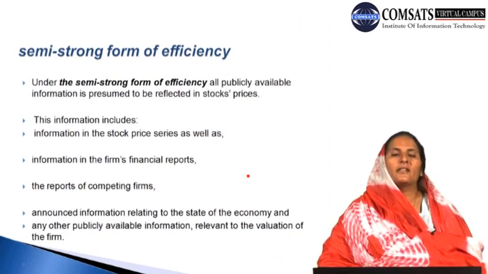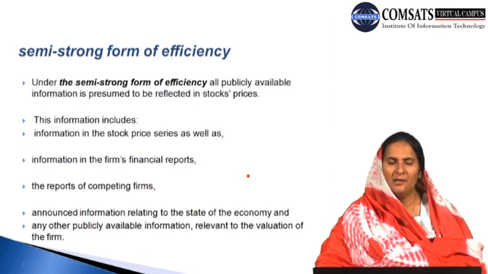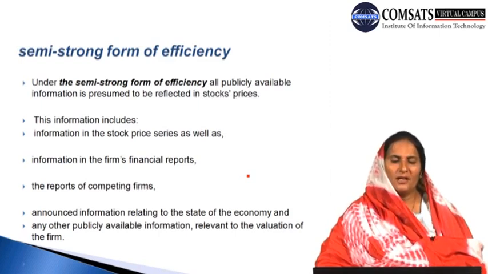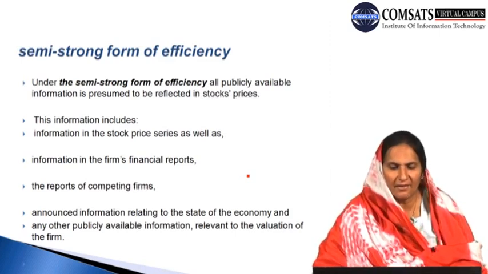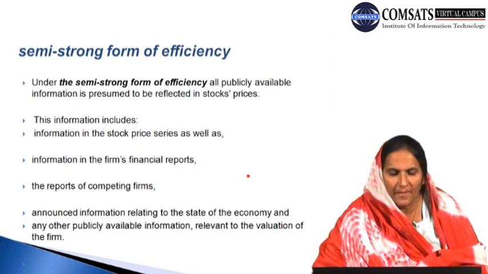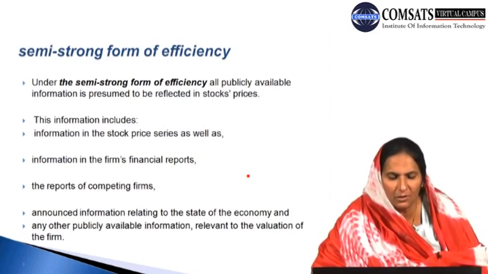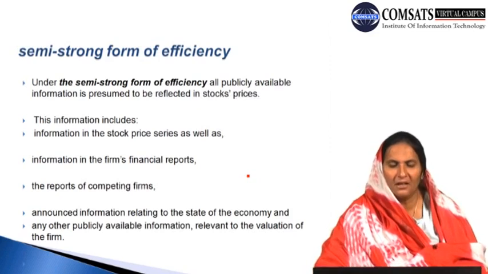We continue with the discussion. Under the semi-strong form of efficiency, publicly available information is presumed to be reflected in stock prices, and this information includes the information in the stock price series as well as information in the firm's financial reports. Another important type of dissemination of information is through the reports of competing firms.